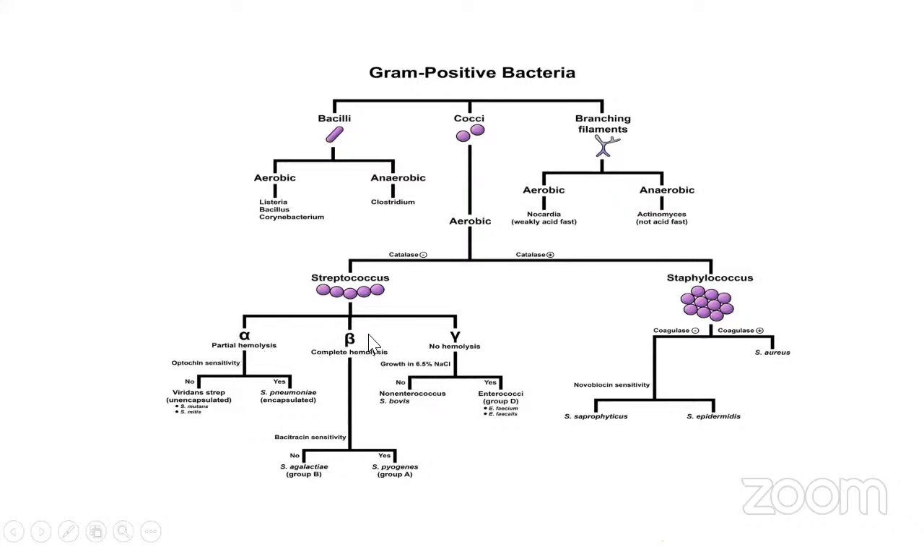Then you'll see complete hemolysis, and then you'll see no hemolysis. Complete hemolysis, you'll go to Strep agalactiae if it is bacitracin sensitive, like we said. Antibiotic resistance or sensitivity patterns are also an important way you can classify these bacteria. And then on the staph side, Staphylococcus are catalase positive, but in the staph family, you can do a coagulase test. Those that are coagulase negative can be classed into Saprophyticus and Epidermidis, depending on their sensitivity to novobiocin. And those that are coagulase positive are Staph aureus.